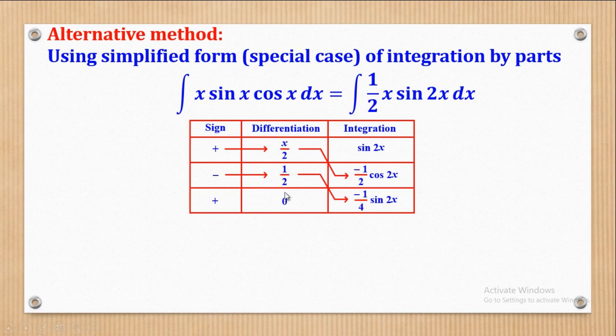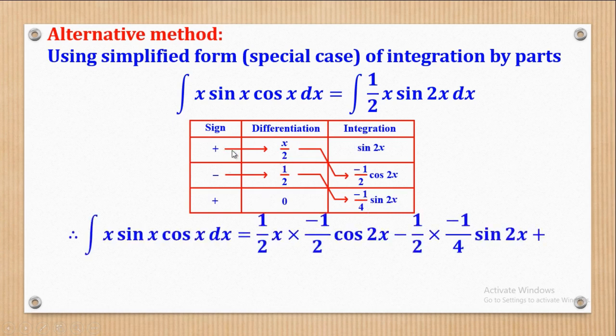Now that I've finished the column of differentiation, I'll go to the one of integration. For integration, I'm given sine 2x. When I integrate sine 2x, I come up with negative 1/2 cos 2x. When I integrate negative 1/2 cos 2x, I come up with negative 1/4 sine 2x. Now that I've filled the table, I'll go ahead and use it.